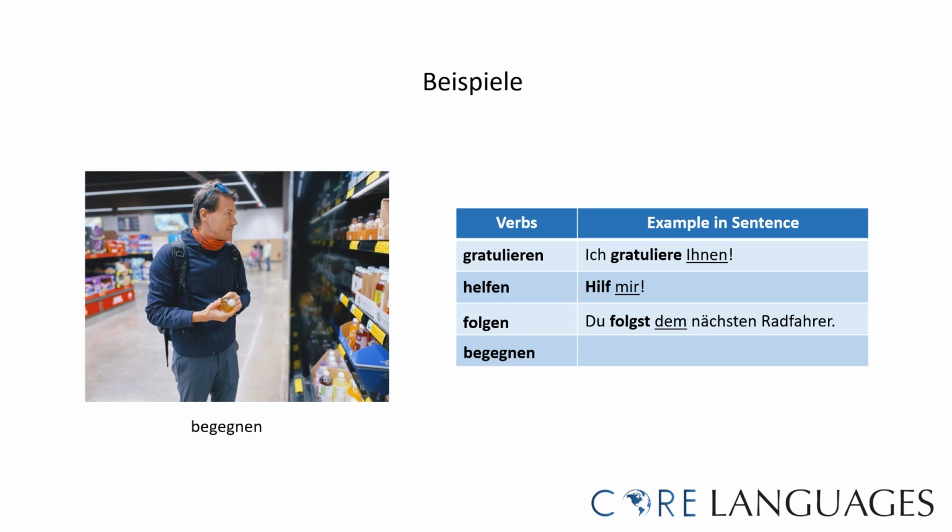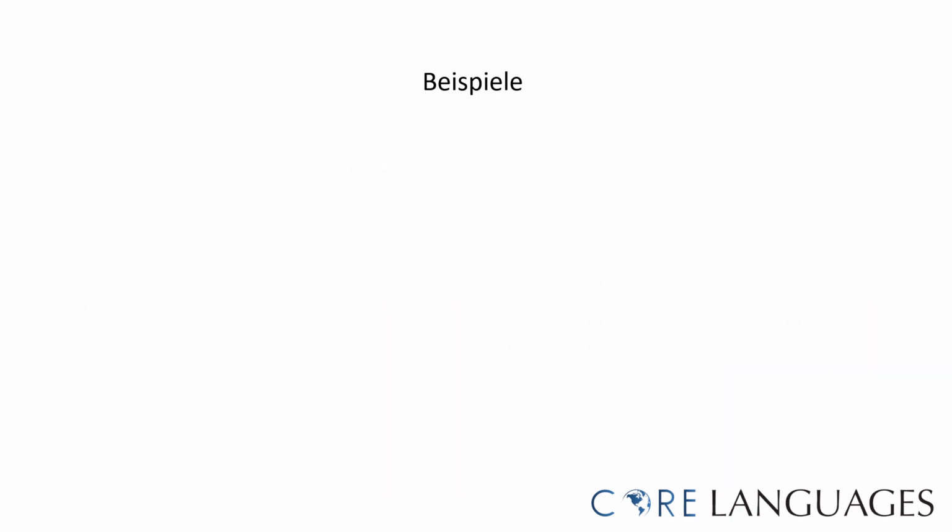Begegnen, to encounter or to run into someone. Sie ist ihm beim Supermarkt begegnet. She has encountered him or she has run into him at the supermarket. Here are a few more Beispiele. Again, pay close attention to the indirect object that follows the dative verb.